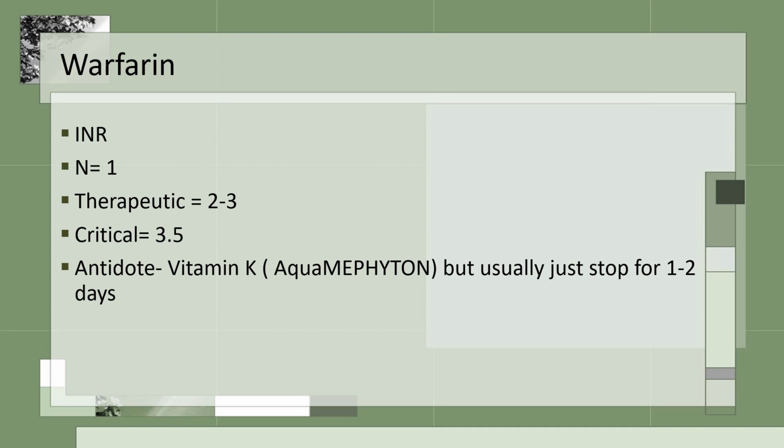Warfarin or Coumadin is cheap, and it is still used as an anticoagulant. INR normal is 1, therapeutic is 2 to 3, and it is critical greater than 3.5. The antidote is vitamin K. Often they just stop it for 1 to 2 days, but vitamin K is given for emergencies or if it's critically high, and often it is given before surgery so patients can have emergency surgery.